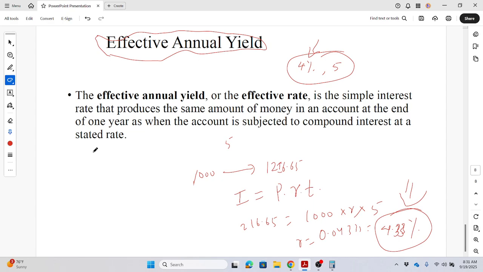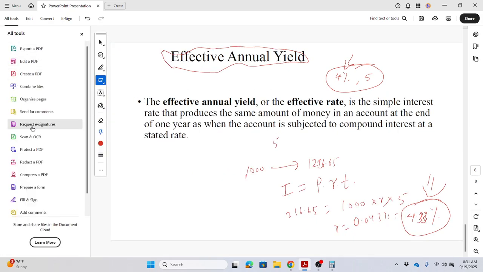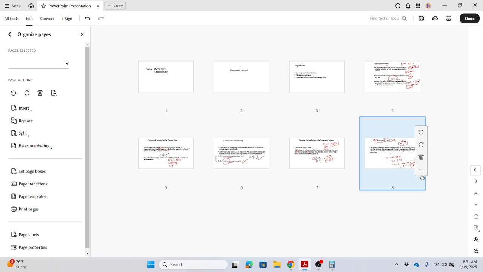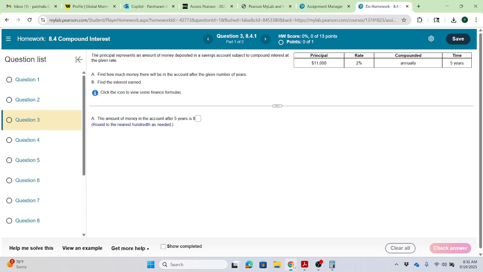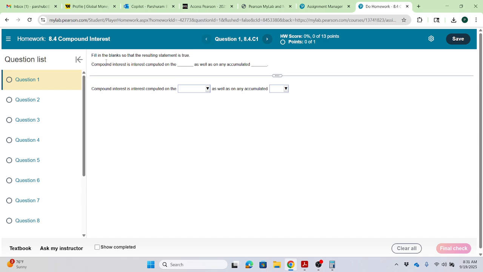Okay, let's do some more problems from your homework assignments. Let me add some blank pages here, and let's go to your homework problem. Fill in the blanks so that the resulting statement is true.